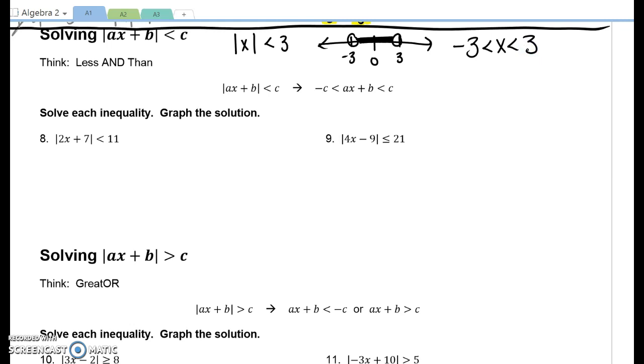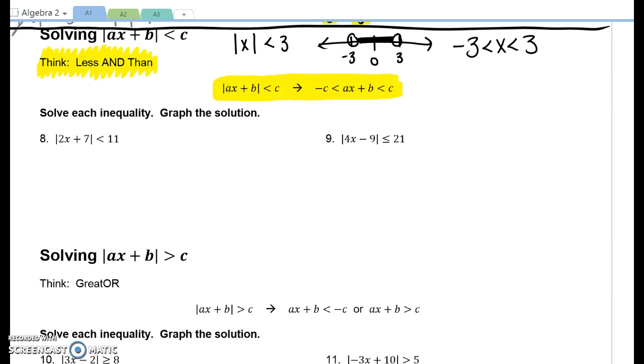So when you see absolute value is less than, you're going to set up an and inequality, a 3-part and inequality. And one thing that you could do is think of it as less and than. And that might just remind your brain, if it's less than, I set it up as an and inequality. And you do the negative number less than the stuff in the absolute value bars less than the positive number. So this is a guide for how you set these problems up.